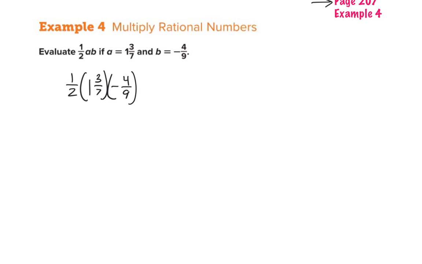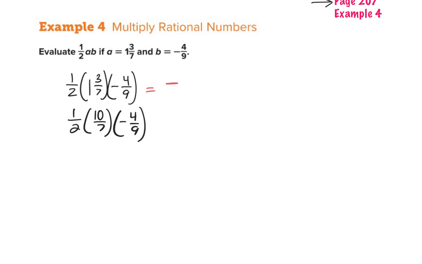Before I go any further, I like to decide, am I going to have a positive or negative product here? Since I've got one negative number, I know that at the end I'm going to have a negative. So I'm just going to do that now so I don't forget about it. And then I'm going to turn these mixed numbers into fractions. I don't want to use decimals because sevenths and ninths are repeating decimals. So I've got 1/2 times 10/7 times -4/9. Again, I can ignore that negative right now, or I can write it. It's up to you guys.